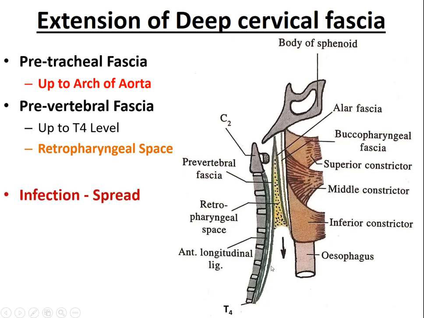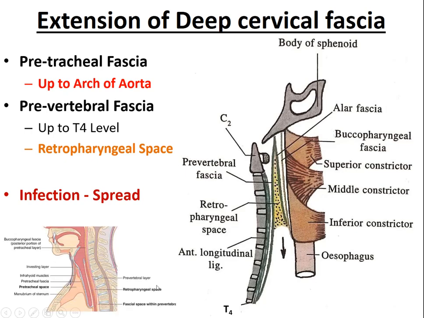So the infections can spread from the retropharyngeal space to the posterior mediastinum, and if the infection occurs beneath or posterior to the prevertebral fascia, it can extend only up to the fourth thoracic vertebra, that is, up to the superior mediastinum. And if it occurs in front, in the pretracheal space, it can also extend into the superior and anterior mediastinum.